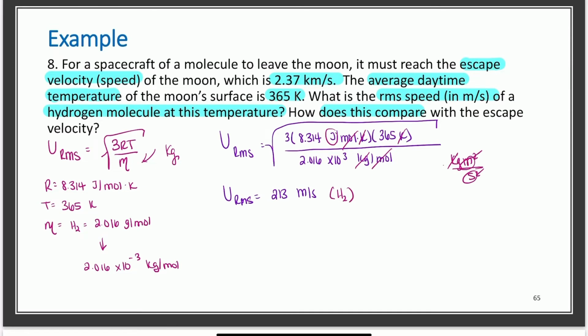The moon has an escape velocity of 2.37 kilometers per second. This is 11 times slower than the escape velocity of the moon. So a lot slower than what's required to leave the moon.